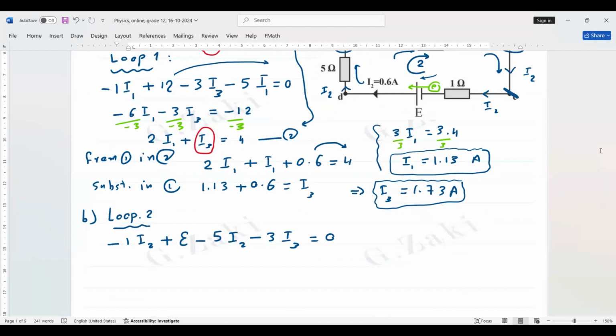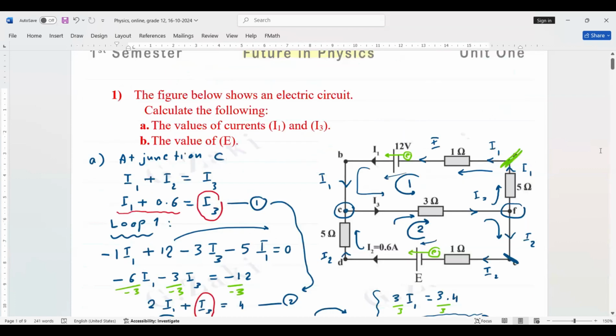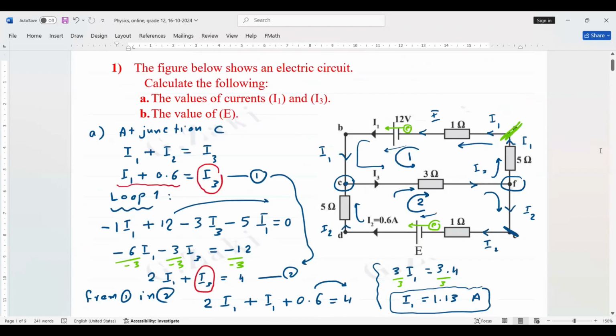First, we simplify. Negative 1 I2 and negative 5 I2 make negative 6 I2, plus the electromotive force, minus 3 I3 equals 0. Already we have I1 and I3. But what about I2? We can get I2 from equation 1. No, I2 is given.